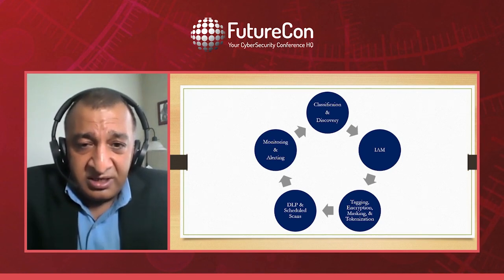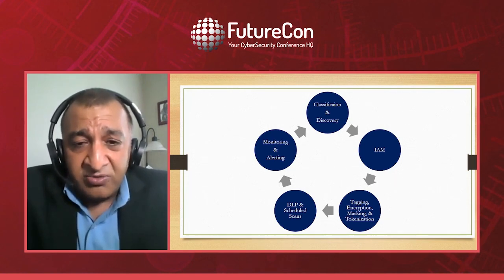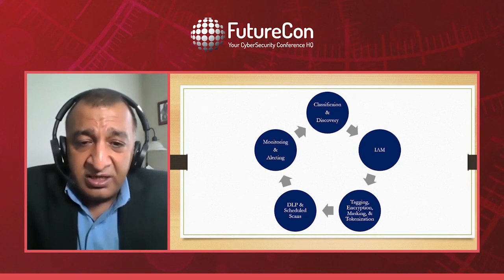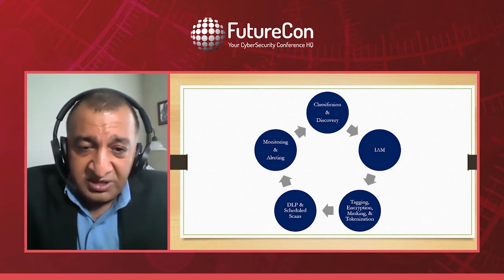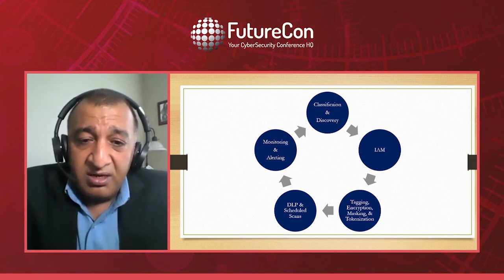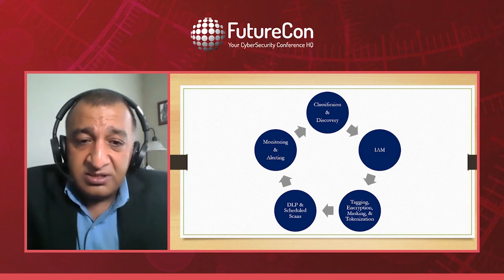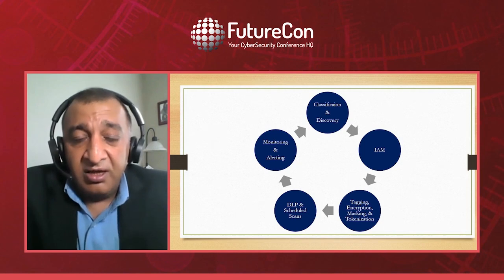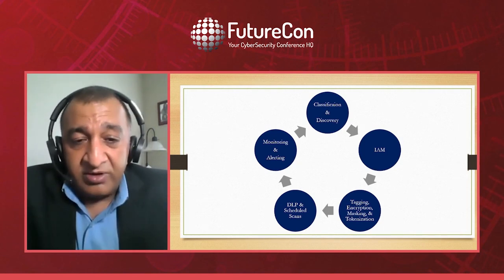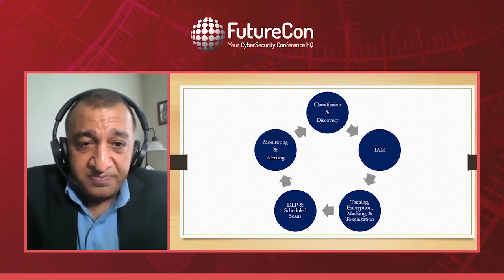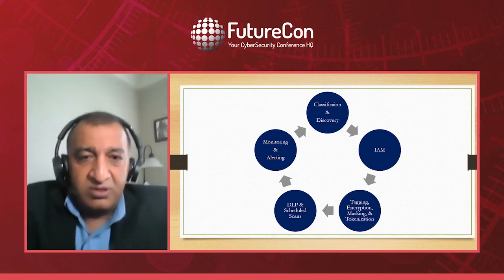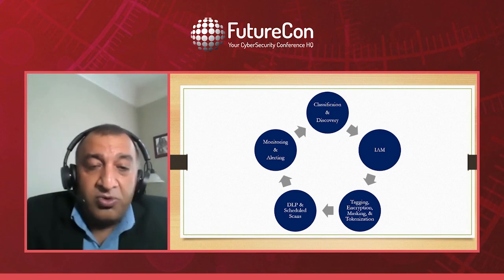Tag the data. You then apply the right IAM policies on the data that's being tagged. Apply encryption, mask that data or tokenize it, right? Then you go through DLP policies and schedule scans. So you keep making sure that your lower environment still does not have any PHI information, right? And then you go through monitoring and alerting.